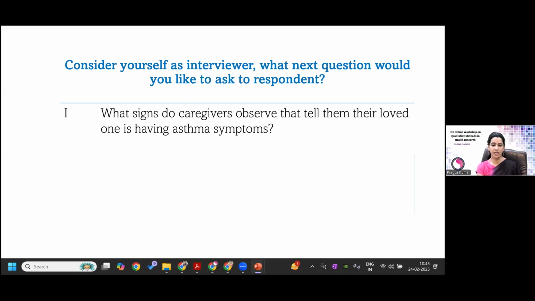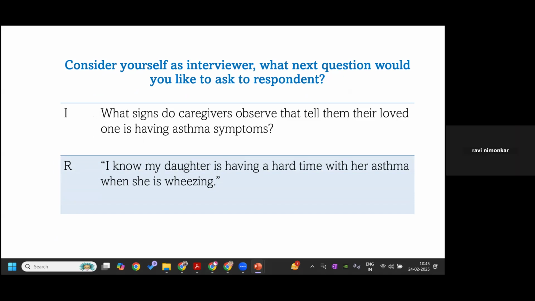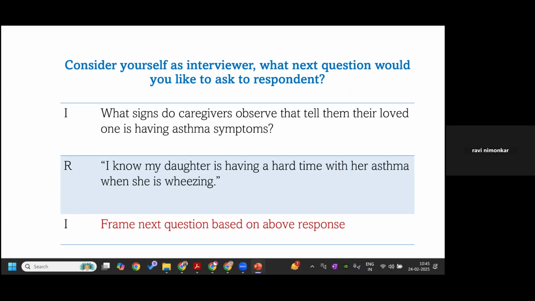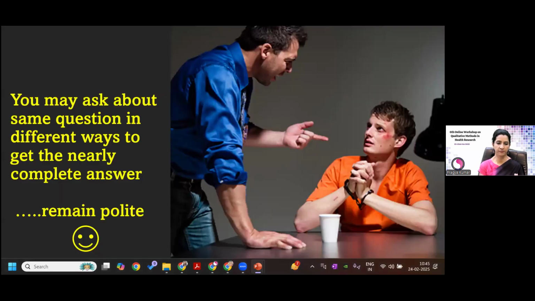Again, this question: what signs do caregivers observe that tell them their loved one is having asthma symptoms? If the answer is, I know my daughter is having a hard time with her asthma when she is wheezing, what could be the next question? What do you mean by having a hard time? Yes. And how do you identify symptoms of asthma? Rightly said. So this is how you can further put a probe, and you can explore their perception on a particular question which you have asked.